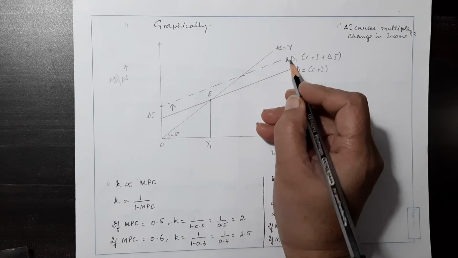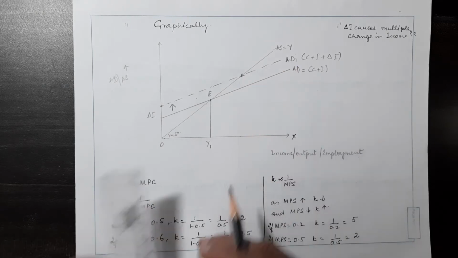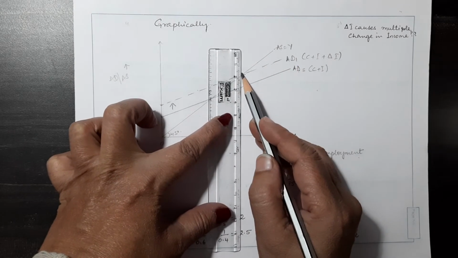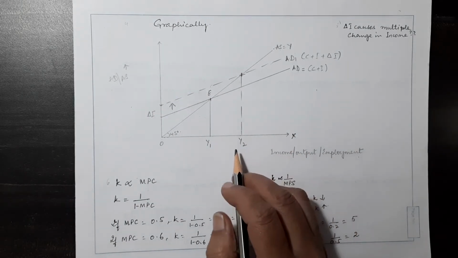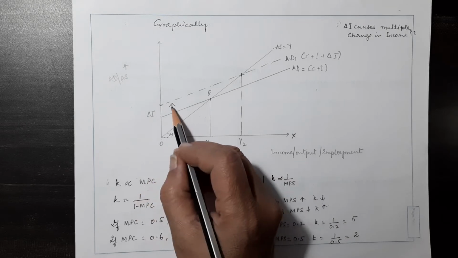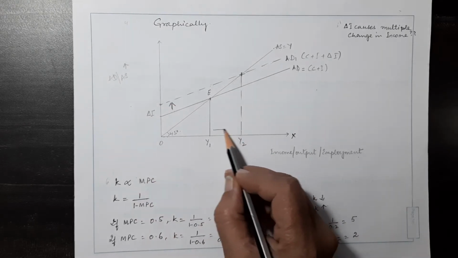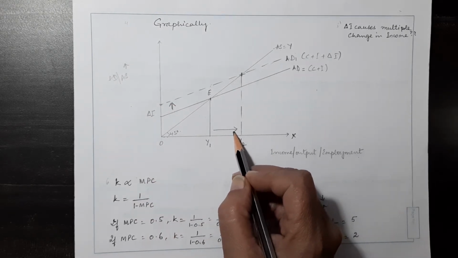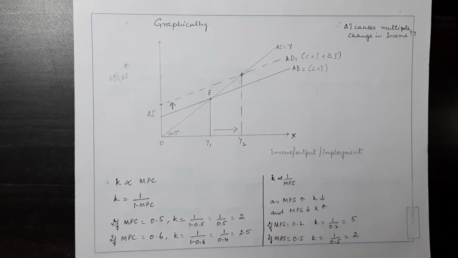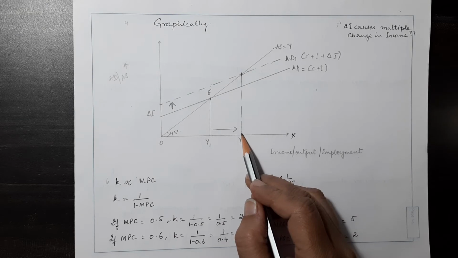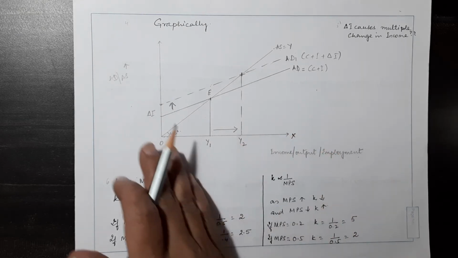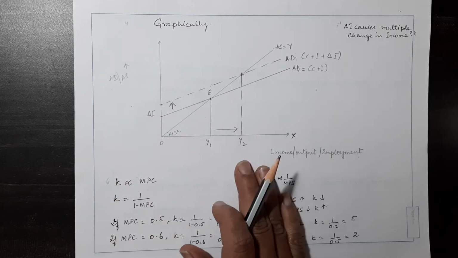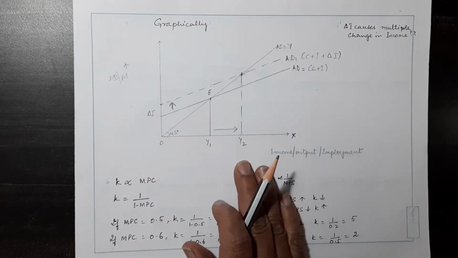Now we find that the new AD meets the AS at this point, right? So this will be Y2, the new level of income. So for this change in investment, we find a multiple change in income, which is given by OY2, right? So this was the graphical representation of how a change in investment brings about a multiple change in income.